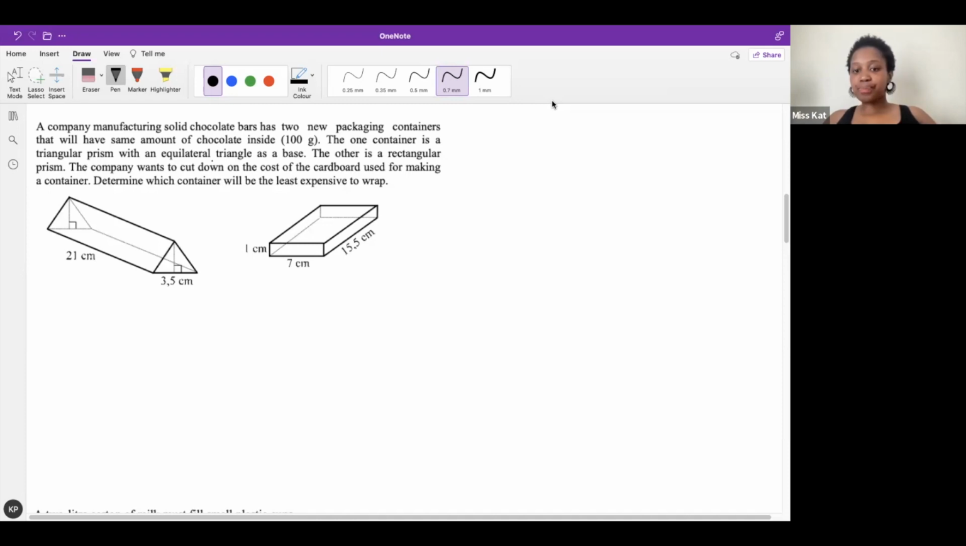Mikhail says volume. Okay, never mind. Mikhail says SA. What does everyone else think? Come on, guys. It's our last lesson. Let's make it count. Mulimo says surface area, question mark.